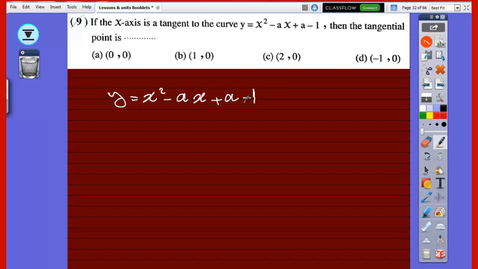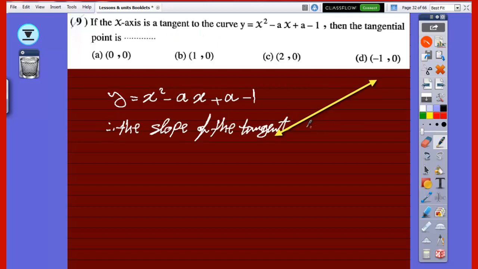Next question. If the x axis is a tangent to the curve y equals x squared minus ax plus a minus 1, then the tangential point is... Now the x axis is the tangent to the curve, so the slope of the tangent equals the slope of the x axis, which equals 0. So mt, the slope of the tangent, equals 0.